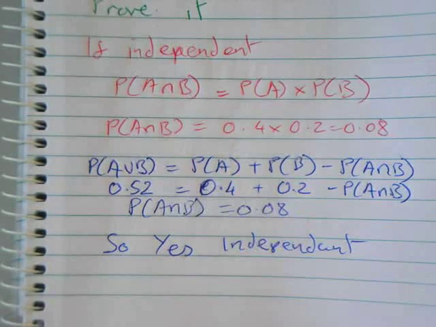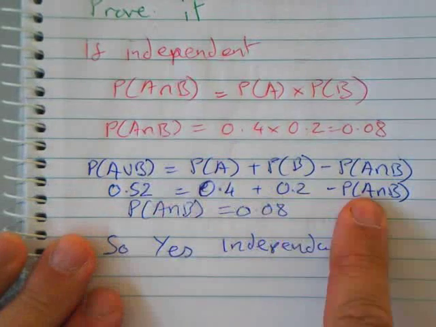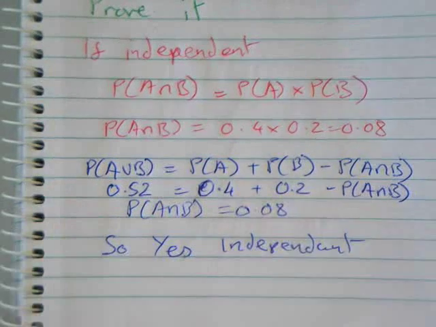So you have to work it out. You have to assume they are independent, work out the answer, then use this formula to work out the answer again. If they match, they're independent. That's all you've got to do.